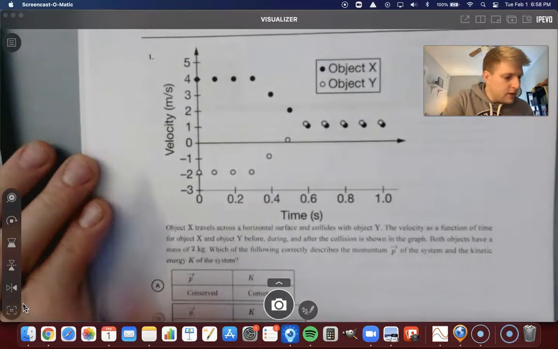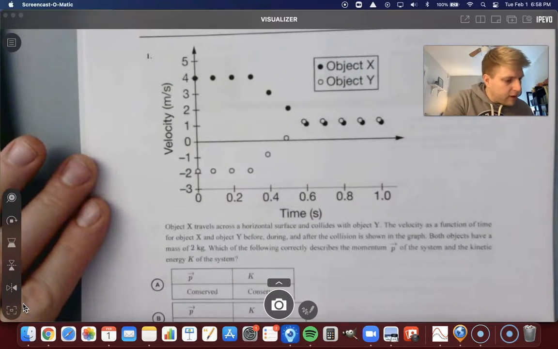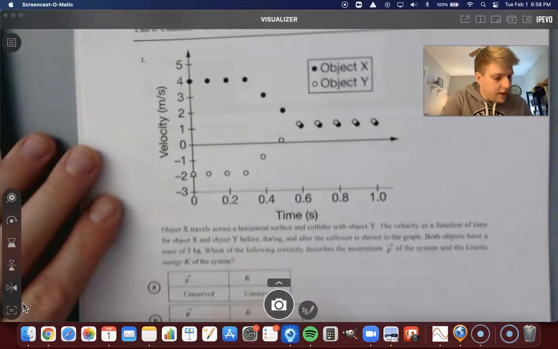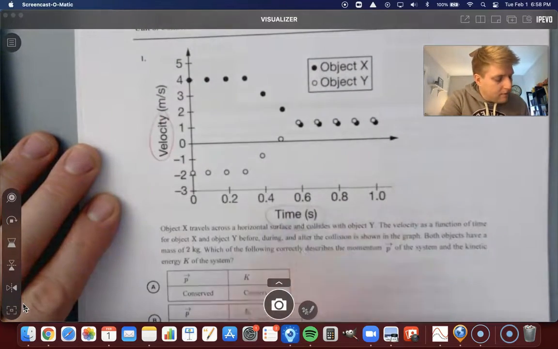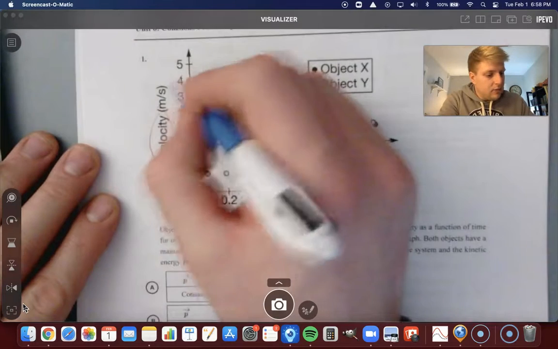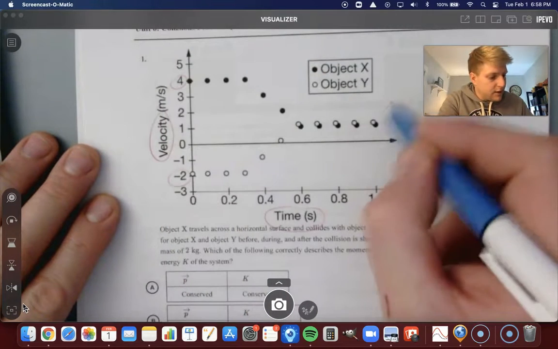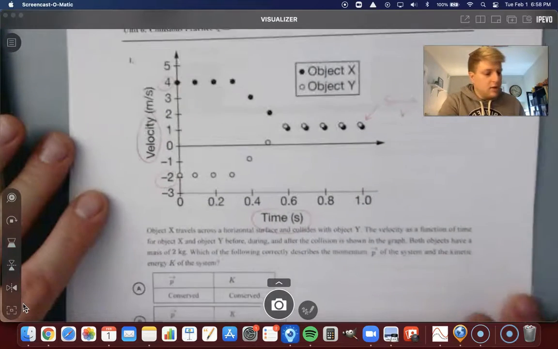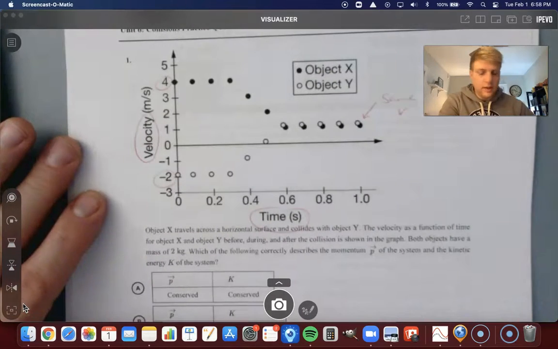So I crack open my new test. Question number one, I see it's a graph. Before I read it, I'm going to make sure I look and notice that I've got velocity and time. I'm also going to notice that one of my objects starts with a negative velocity and one starts with a positive velocity. And then they look like they have roughly the same velocity at the end. Okay, so I've inspected this a little bit. Let's go ahead and read the question now.